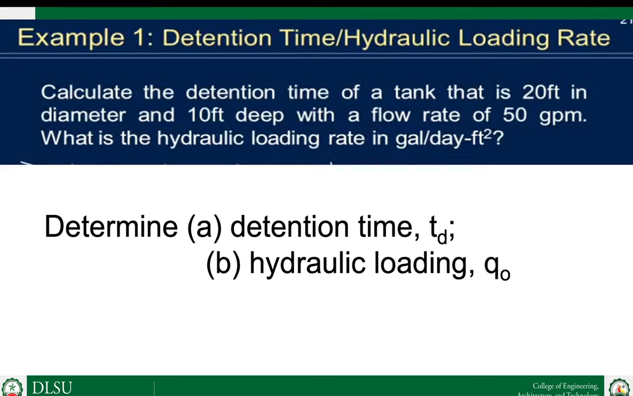Here is an example of detention time and hydraulic loading. The problem states that you're going to calculate the detention time of a tank that is 20 feet in diameter, 10 feet deep, with a flow rate of 50 gallons per minute. And what is the hydraulic loading rate in gallons per day per square foot? So again, we're going to determine the detention time T sub D and the hydraulic loading Q sub O.